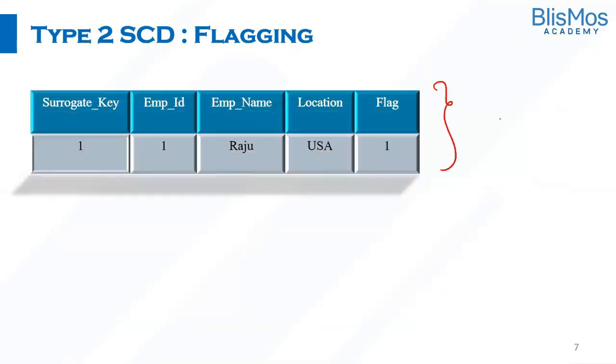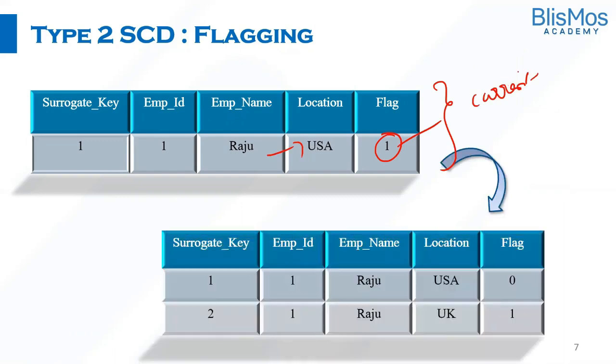The previous location, before the change of the data, before Raju moved out of this location, the flag is 1 here. That means it's a current flag. Currently, Raju is staying in USA, but he shifted to UK. In that case, USA location flag is put to 0 and UK location is set to 1.